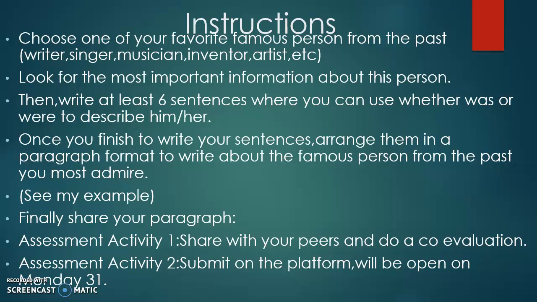Once you finish writing your sentences, arrange them in a paragraph format to write about the famous person from the past you most admire. You can see my example. Finally, share your paragraph. You have 2 types of assessment activities. The number 1 is to share with your peers and do a co-evaluation. And the second assessment activity is to submit on the platform, which will be open on Monday 31st.